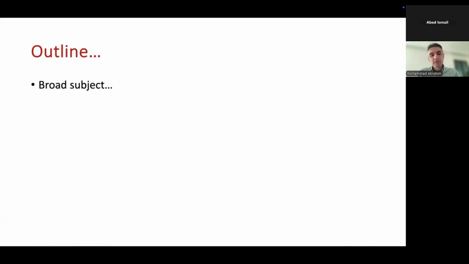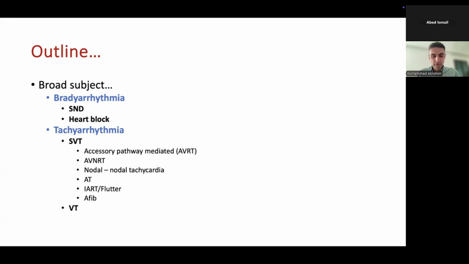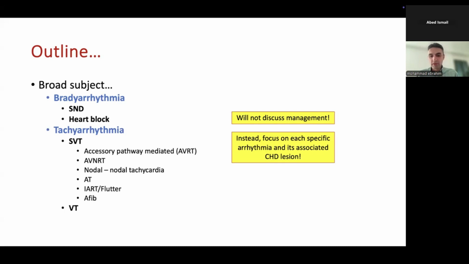So I was tasked with a broad subject, obviously, and as you all know, bradyarrhythmias and tachyarrhythmias do happen frequently in congenital heart disease patients. I will first subdivide bradyarrhythmia into sinus node dysfunction and heart block, and tachyarrhythmias into SVTs and VTs, of course, and there are multiple forms of SVTs as well. Then I will mention the typical congenital heart disease lesion associated with each arrhythmia. I will not discuss the management because of time restrictions, and instead I will focus on each specific arrhythmia and its associated congenital heart disease lesion.